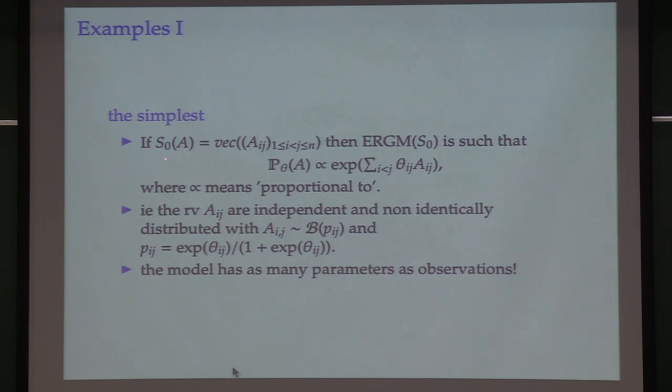So if you take this very simple statistic, which contains exactly all the entries of the adjacency matrix, then you go back to a model with independent edges, non-identically distributed, Bernoulli with specific parameter pij. In that case, the model has as many parameters as observations, so you cannot fit it statistically. That's a probabilistic model, but you cannot hope to estimate the values of the pij by just observing one Aij.